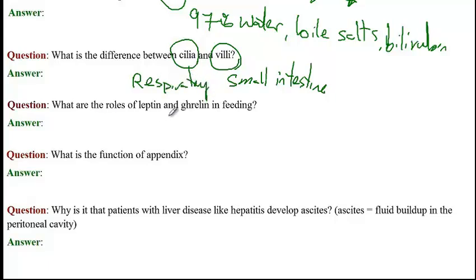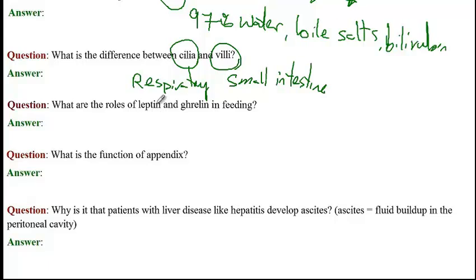Now, what are the roles of leptin and ghrelin in feeding? The reason I included this question here is that these are hot topics that could show up as a passage on your MCAT exam. So I thought it would be good for you to know the actual function of these proteins. So these hormones are playing a major role in energy balance and feeding behavior.